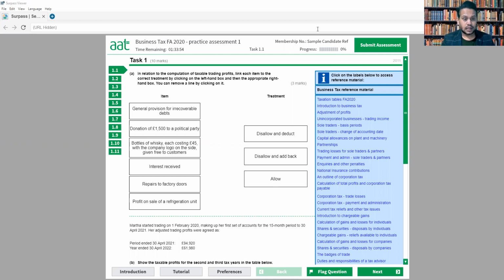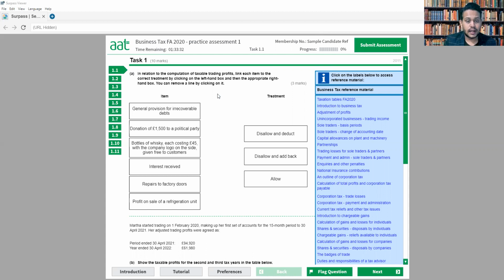So let's have a look at how many questions we have. We have 11 questions in the exam and we have 2 hours to do them. Let's start with the first question. That is task 1, and it comes from the calculation of corporation tax, mainly the adjustments.